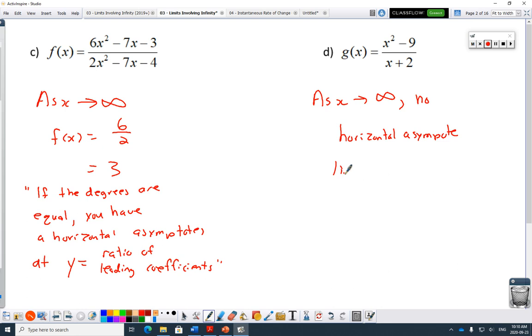Better yet, limit as x goes to infinity of g at x would equal "infinity." And I put that infinity in quotes because some people don't like that limits can equal infinity, so I say, oh, it heads to infinity.